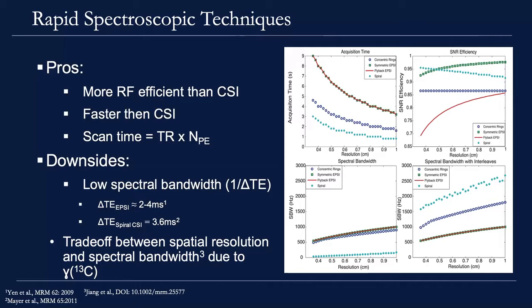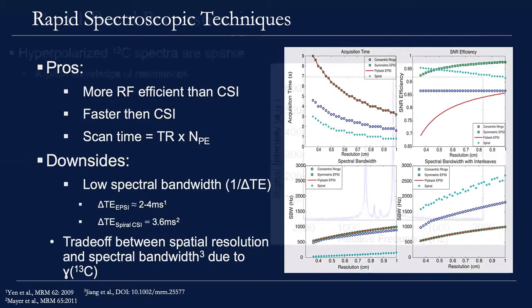And so these are all trade-offs you have to be aware of when you're planning and designing your experiment. This is less of an issue on the preclinical systems like the Bruker and the Varian, because they have much higher performance gradient sets. But on a clinical system where you're limited to about 5 Gauss per centimeter gradient strengths, it does have some issues you have to contend with.